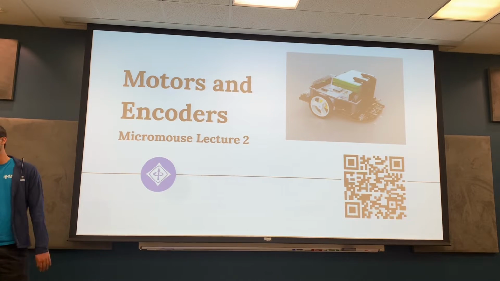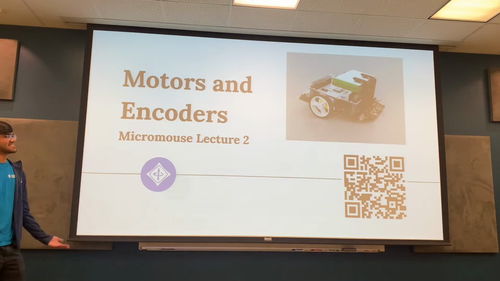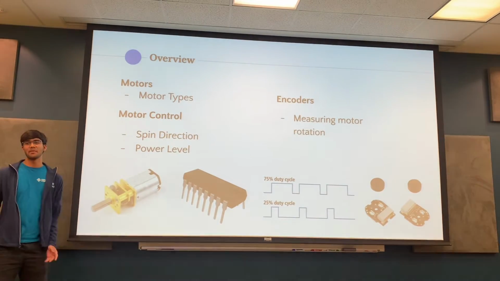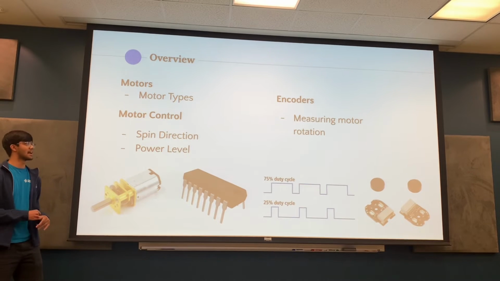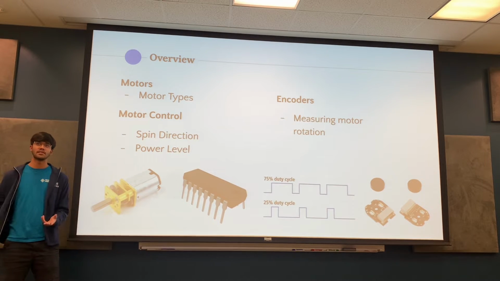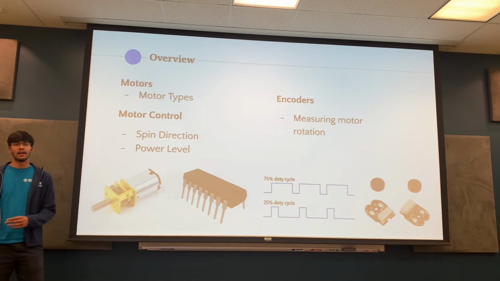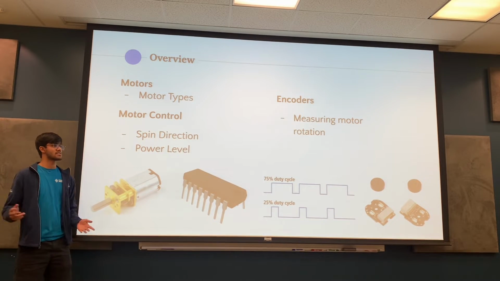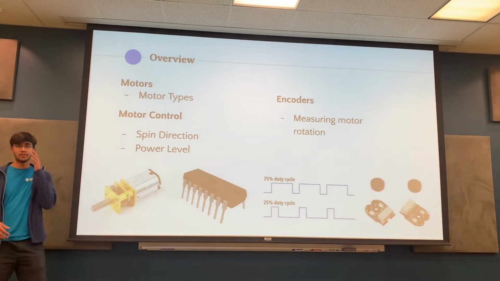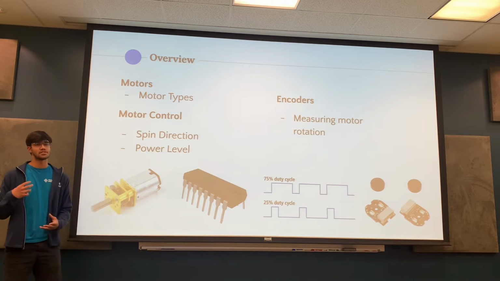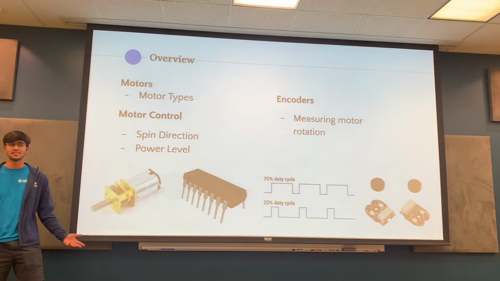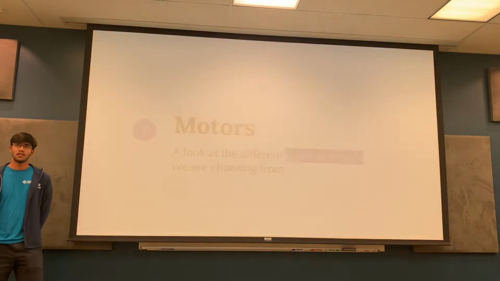All right, so we'll be going over, first of all, the motors and encoders lecture. We'll cover what the different motor types are, and then how we get to actually controlling the motors, such as the spin direction and the power that we supply to the motors, so that we can get different speeds. Finally, we'll get into encoders, which measure the amount that the motor shaft turns, and thus we can track the distance that the robot travels.